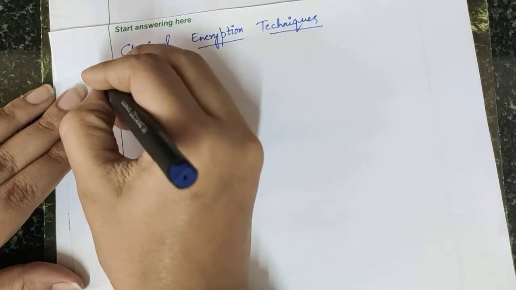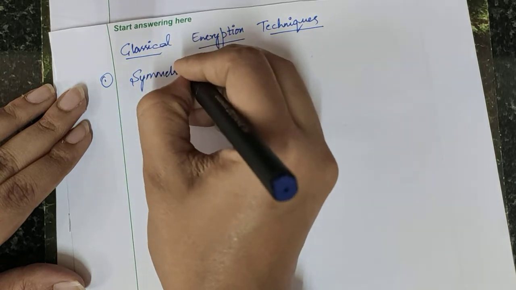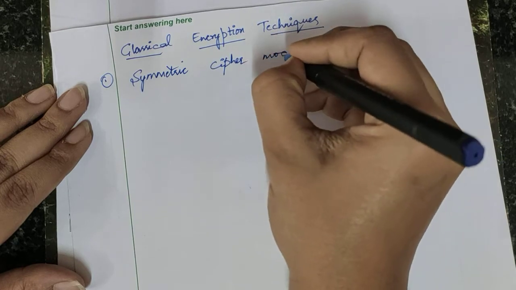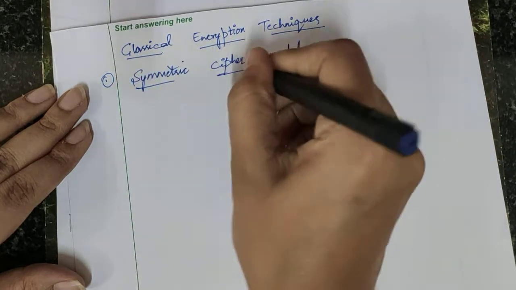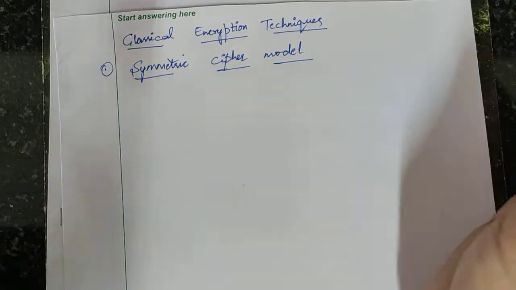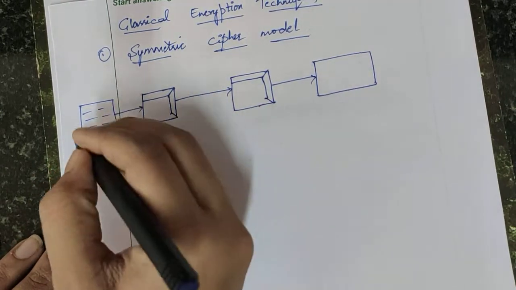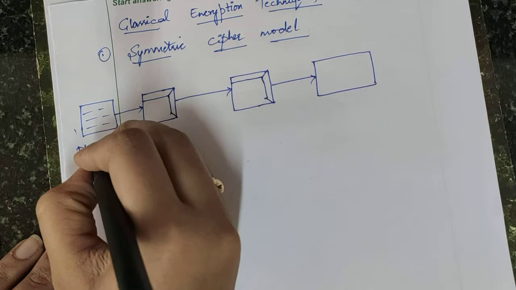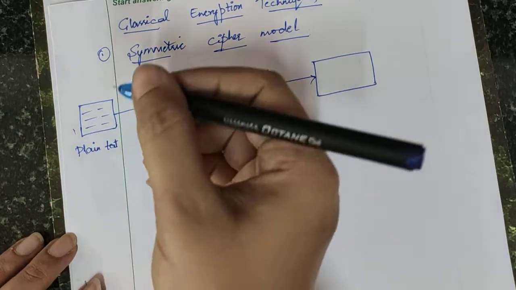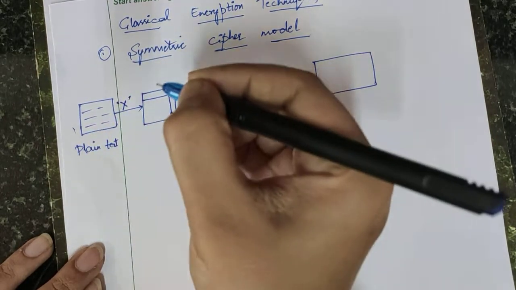Okay, first let us discuss the symmetric cipher model. So now I will write the block diagram for this in order to discuss the symmetric cipher model. Just observe this carefully. This is nothing but your plain text. Plain text will be subjected to encryption. So I will denote that plain text as just X.